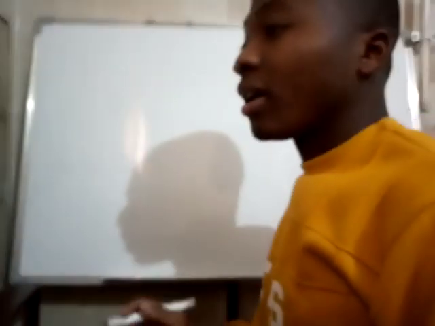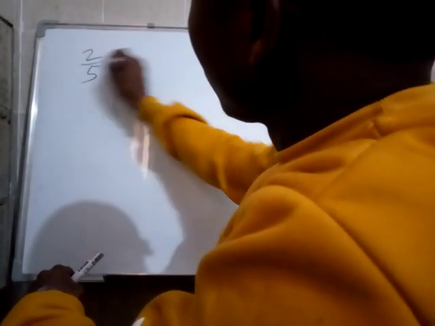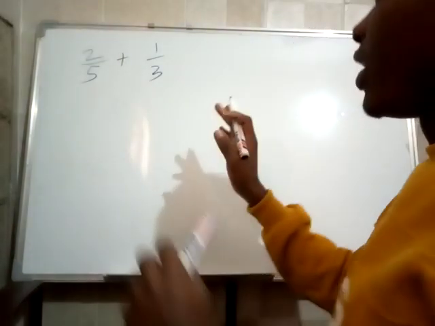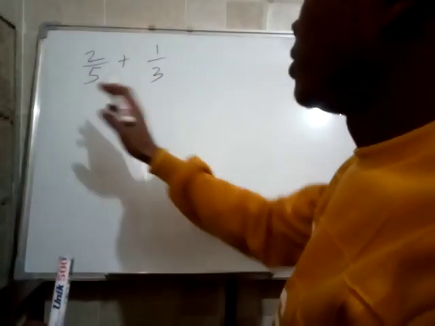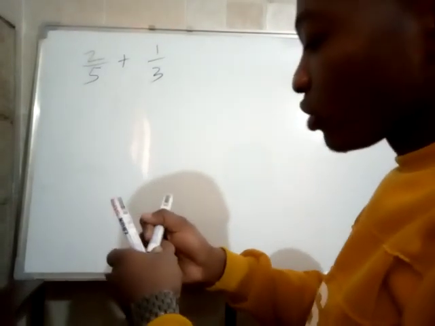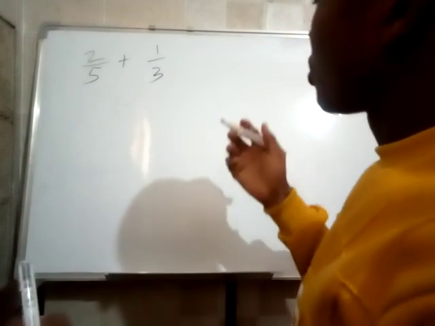Hello. Today we're going to look at how to add fractions with unlike denominators. Let's say we have the fraction 2/5 plus 1/3. We want to add this set of fractions that have different denominators, different bottom numbers. There are different ways to add these types of fractions. The easiest way is called the butterfly way.